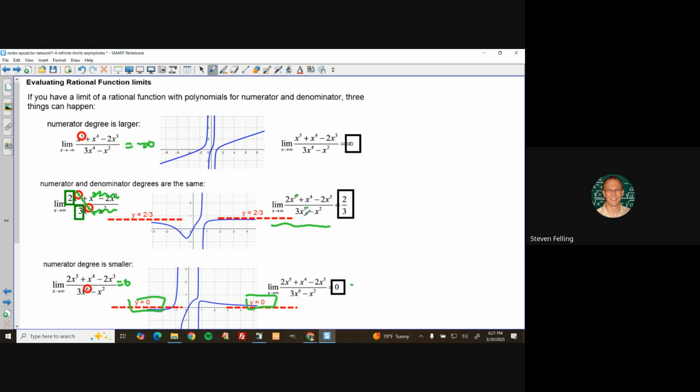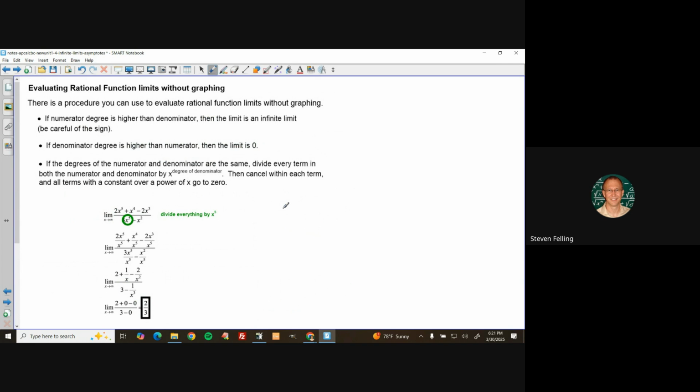Right, so you should familiarize yourself with those concepts so you feel comfortable dealing with polynomials over polynomials. Now, there is a procedure where you can formally evaluate this. This is the formal procedure, although even AP doesn't require that we use this.